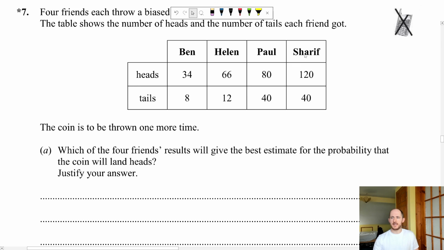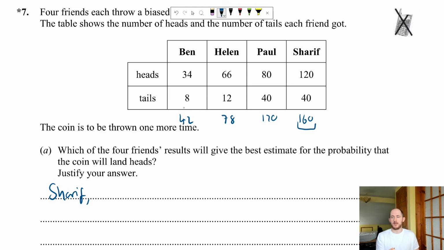So, the answer is indeed Sheriff. But your justification needs to be very specific. It's not because you got the most number of heads. If I add these numbers up, this is the total number of times each of these people threw their coin. The reason why Sheriff is the best is because he threw his coin the most number of times. Remember, the more times you do this experiment, the more accurate your answer will be. In the same way that in science, when you repeat an experiment, it makes it more accurate.